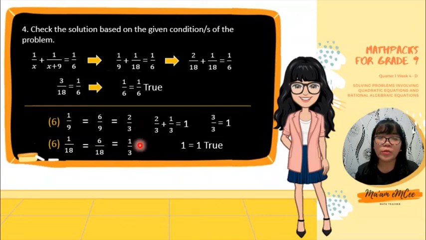So what is 2/3 plus 1/3? 2/3 plus 1/3. So 2 plus 1 is equal to 3. We copy the common denominator because they are similar fractions. So that is equal to 3 over 3. 3 divided by 3 is equal to 1. So 1 is equal to 1. So indeed, our solutions are correct.